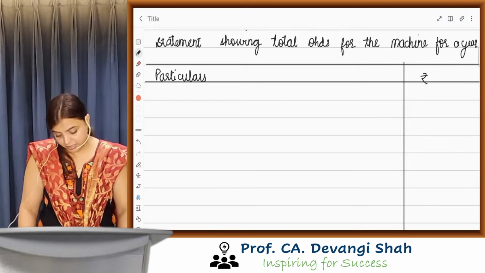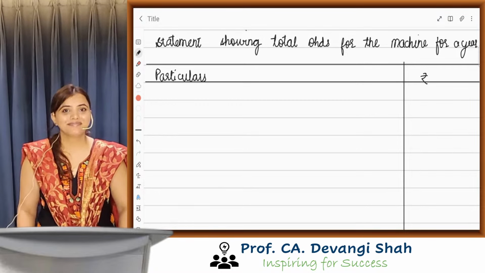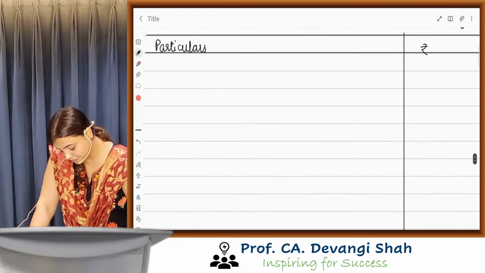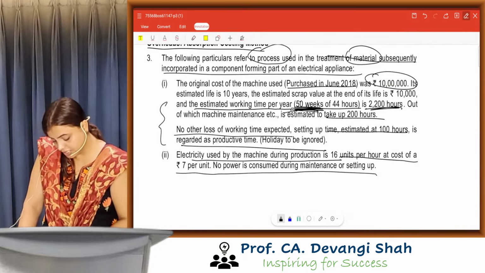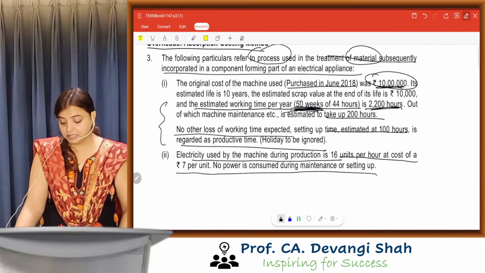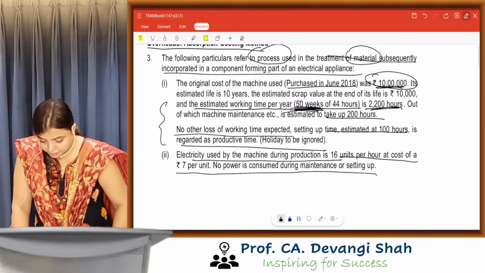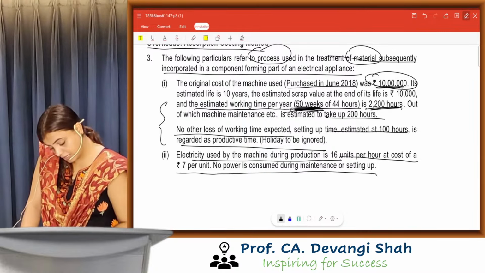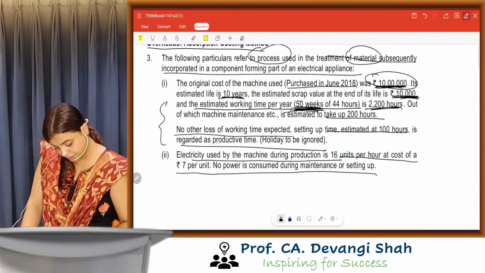So let us start with the calculation of overheads. Go back to the question right from the start. The original cost of the machine is 10 lakhs. So this is going to help us calculate depreciation. Let's read this. 10 lakhs is the cost, life is 10 years, scrap is 10,000.